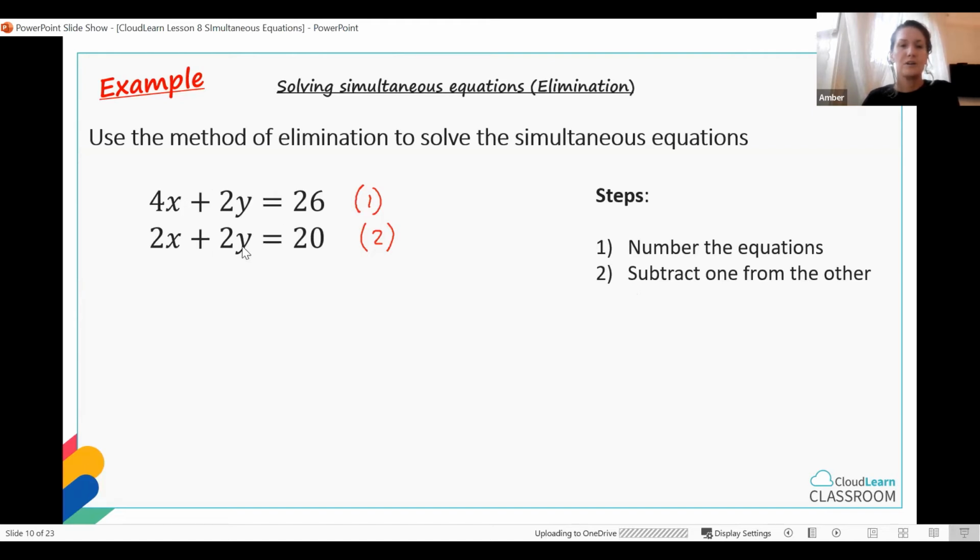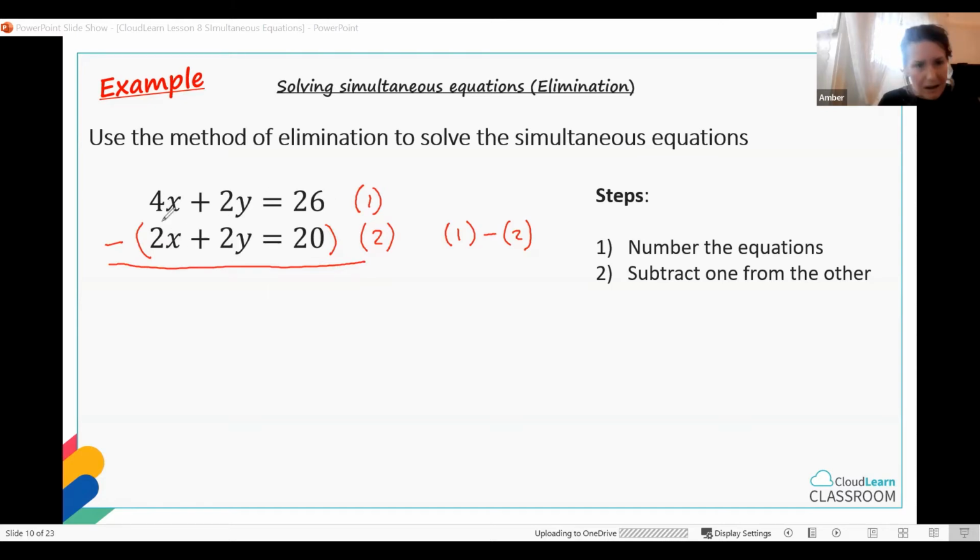We can only do this once we have 2 that are the same. If you try and do this when you haven't got 2 of the same variable, it's not going to work. You're not going to eliminate a variable, and we'll look at what to do in that case after. But for now, I'm going to subtract equation 2 from equation 1. So I'm going to do equation 1 minus equation 2, by taking everything away. As long as I take everything in the second equation away from the first equation, then it will work.